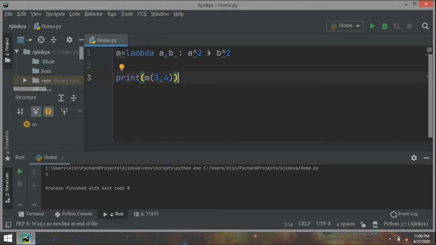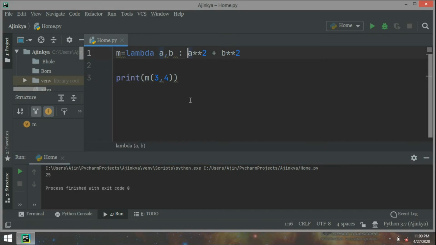So a square plus b square, so a is 3 square plus 4 square. It should not be 7. It's just doing 3 plus 4. It is not doing a to the power 2. So I just write a into the power function, b into 2. Now you see this will give you the answer 25.